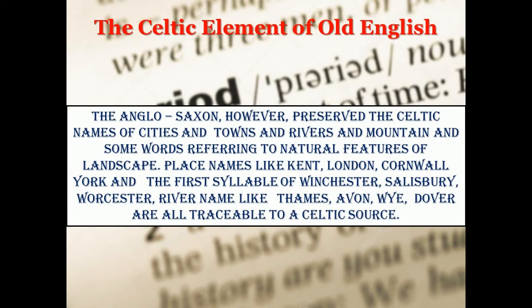Now let's talk about the Celtic element of Old English. The Anglo-Saxons, however, preserved the Celtic names of cities and towns and rivers and mountains and some words referring to natural features of the landscape. Place names like Kent, London, Cornwall, York and the first syllable of Winchester, Salisbury, Worcester, and river names like Thames, Avon, Dover are all traceable to a Celtic source.